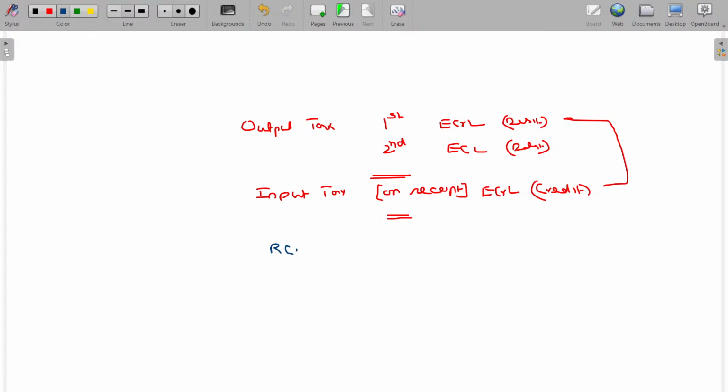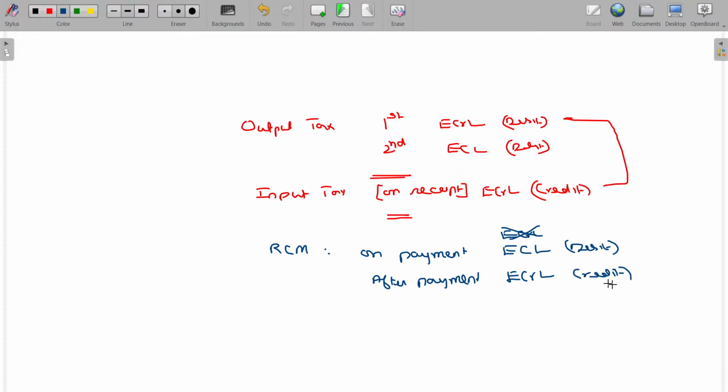In case of RCM, on payment, you have to pay using electronic cash ledger only. Electronic credit ledger not possible. So by debiting electronic cash ledger, you can pay it. After payment, the same, if it is satisfied, if it is available, then it may be credited to electronic credit ledger. Electronic credit ledger. Is that clear?